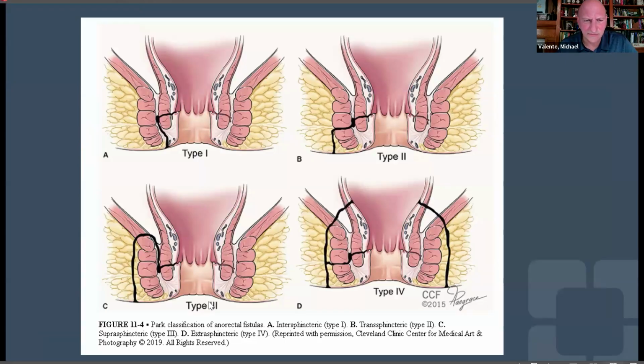And I know Dr. Hall talked about fistulas, the Parks classification, and all the anatomy they learned about today. So obviously we have intersphincteric, low or mid transsphincteric, suprasphincteric, and extrasphincteric. So just some things to talk about there. That's all I got.